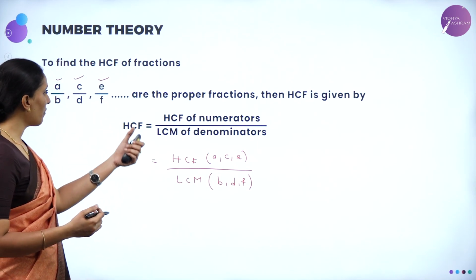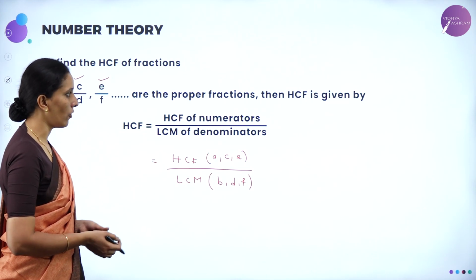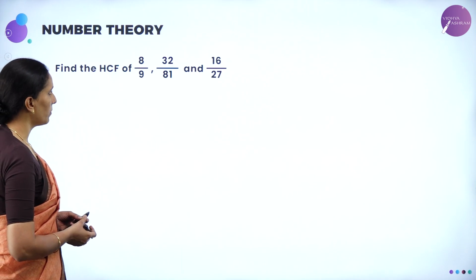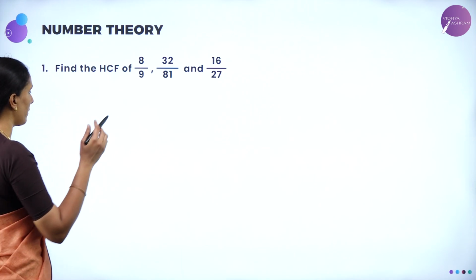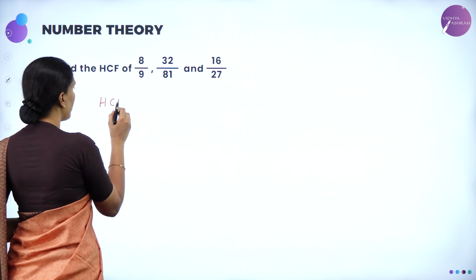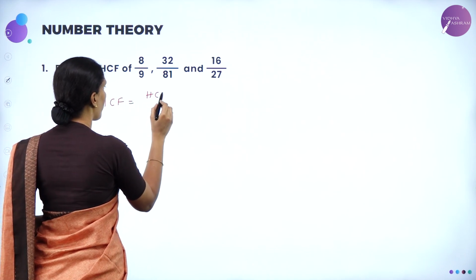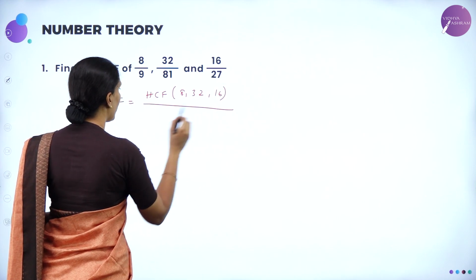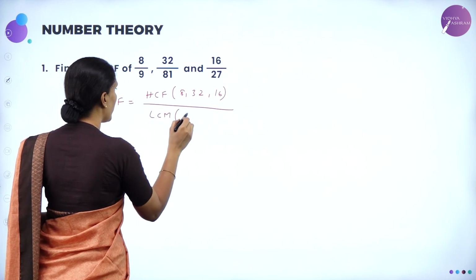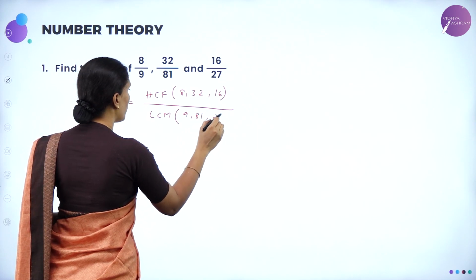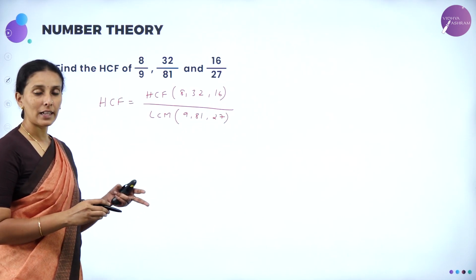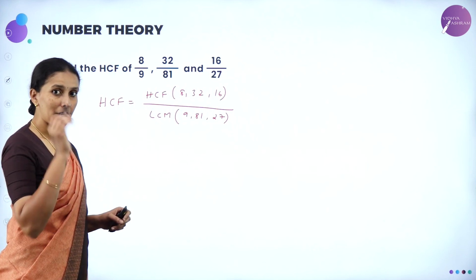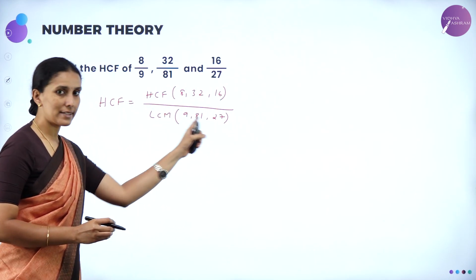Now to find the HCF of a fraction, this is the method we follow. Let's take an example. Find the HCF of 8 by 9, 32 by 81 and 16 by 27. So HCF is given by the HCF of 8, 32, 16 whole divided by the LCM of 9, 81, 27. HCF is nothing but the common divisor which divides all the three. LCM is nothing but a number which is divisible by all these three numbers.